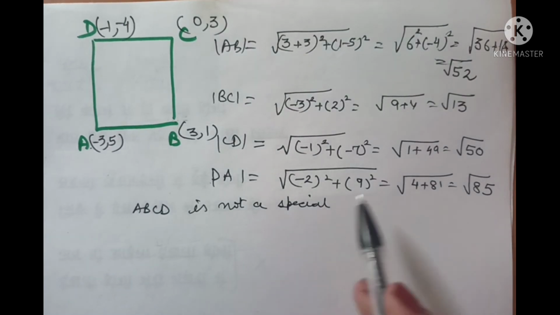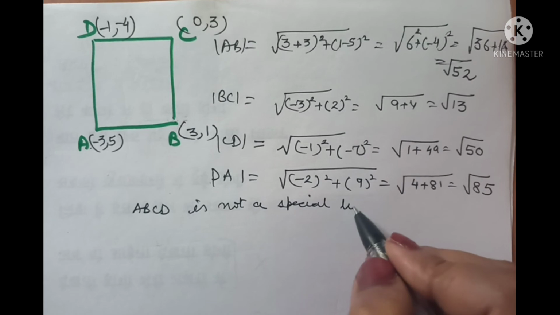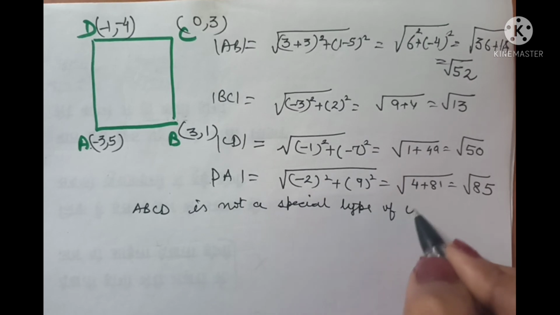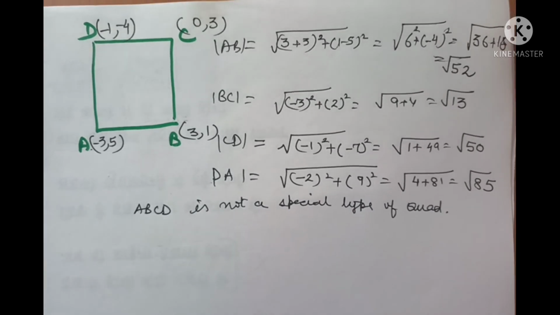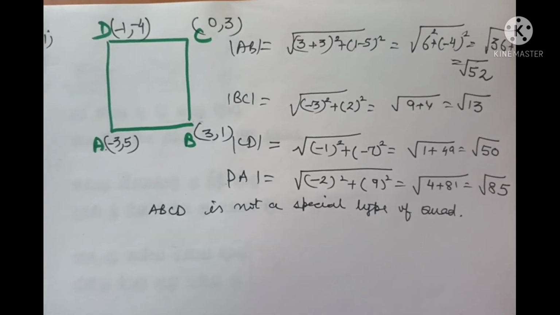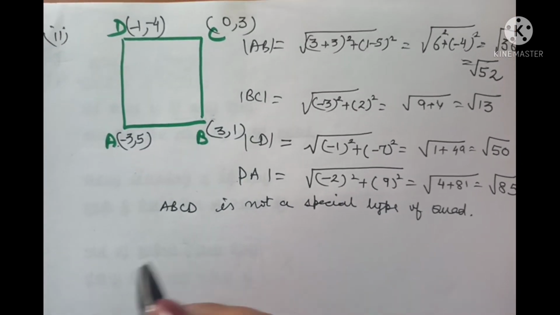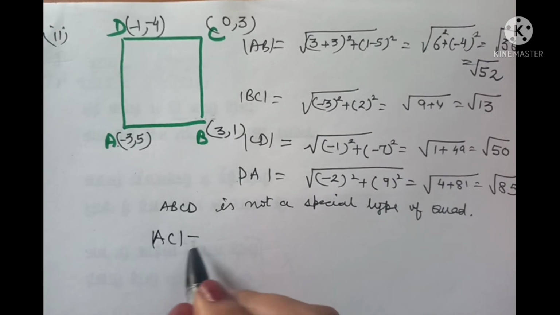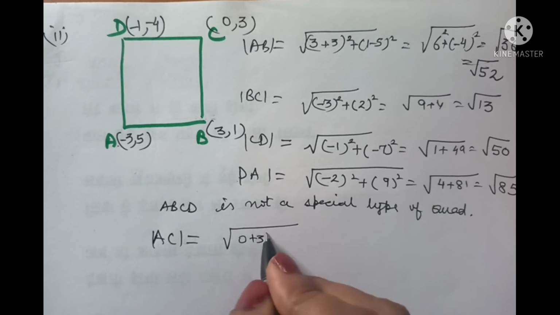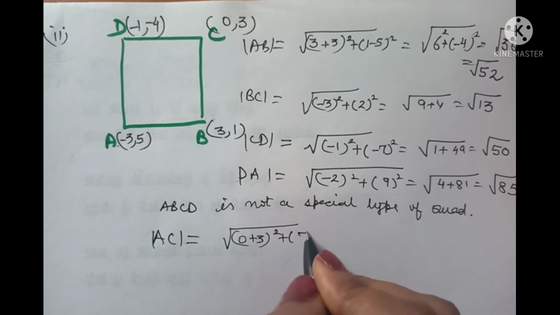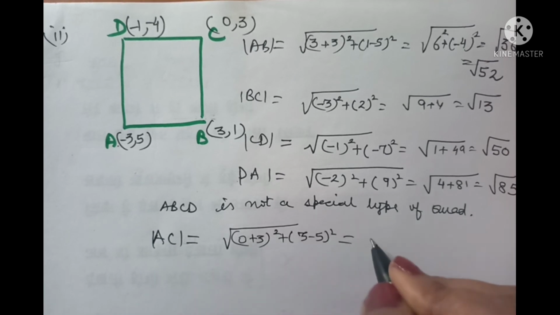Now, do we need to find out the diagonals? Tell me. So, yes, we need to find out the diagonals because we have to see if at all it is making a quadrilateral or not. Let me explain this. We shall find out AC. AC comes out to be (0 plus 3) square plus (3 minus 5) square. Let us see what do I get.